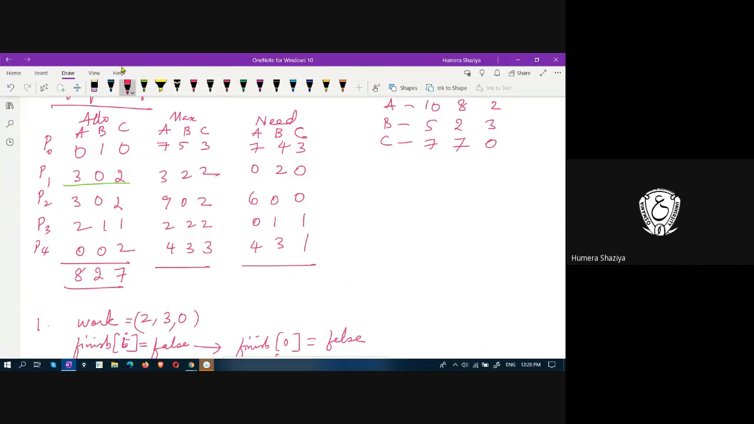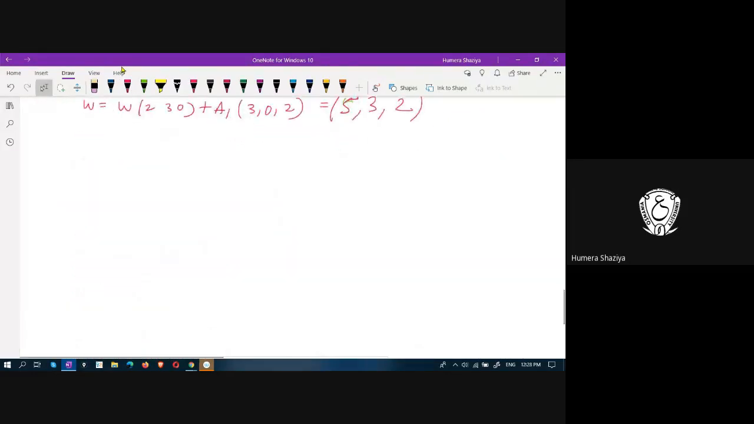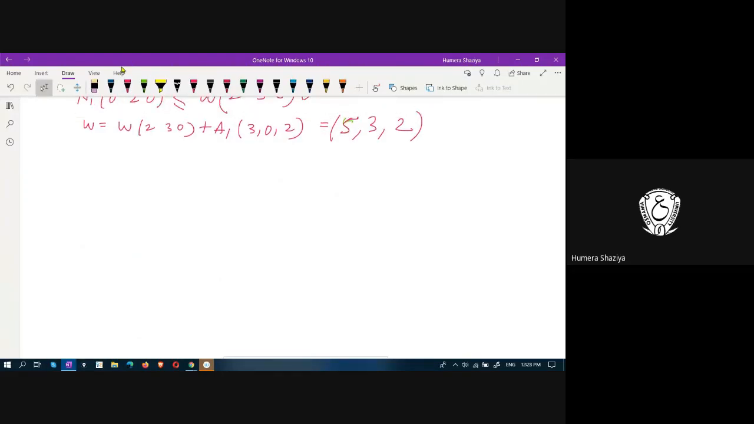If you allocate 2 of B to it, then it finishes. It gets the total resources requested, uses them, and then releases them. The available resource count will increase once the process is finished. So that's what we did here. How did we increase the available count? By adding the resources allocated to P1 to the present available. When you add both, you get the new available, 532. And you should say Finish of 1 is equal to true.